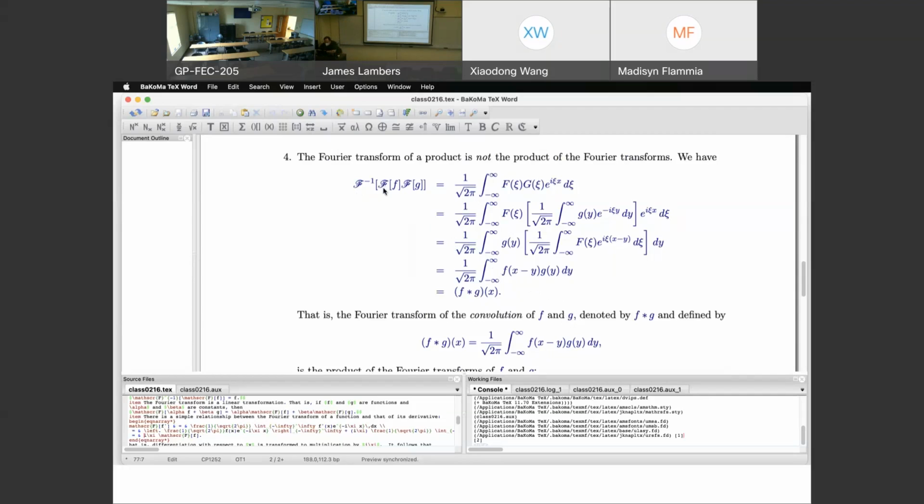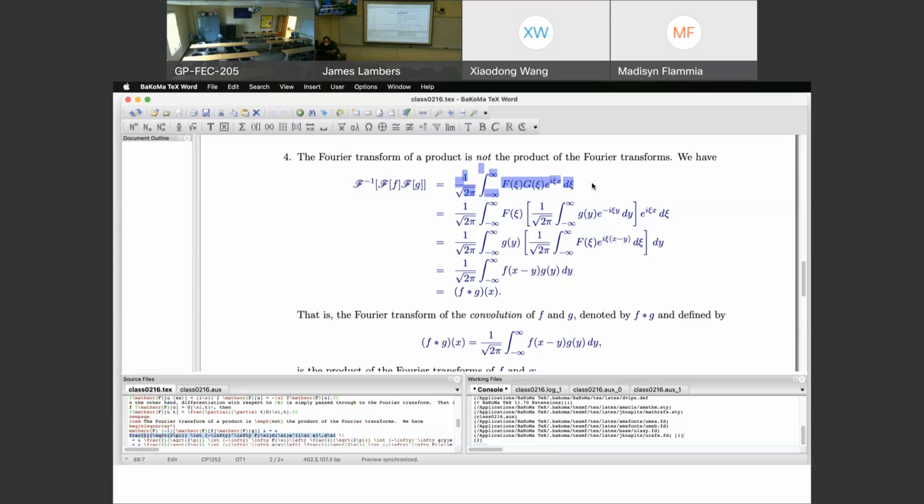Suppose I have two functions, little f, little g. I take their Fourier transforms individually, and I multiply the transforms together, and then I want to go back, take the inverse transform. So what happens in that case? Here, I've just applied the definition of the inverse Fourier transform to a product, capital F times capital G. So I'm using capital F to refer to the transform of little f, capital G is the transform of little g, the same convention I've been using.